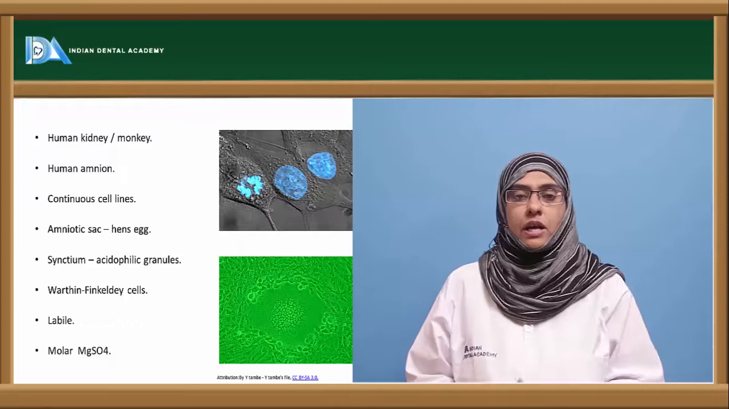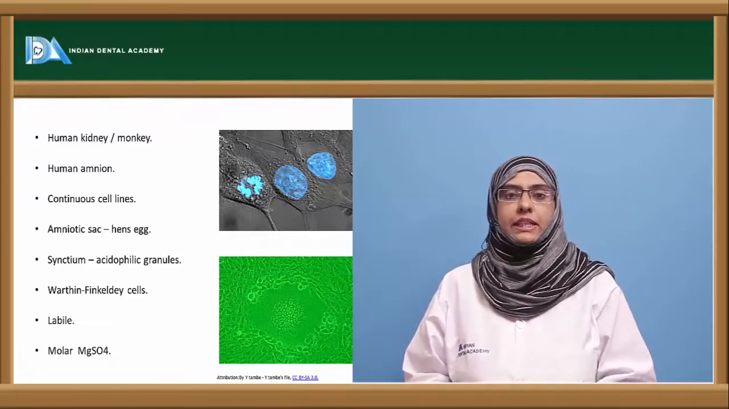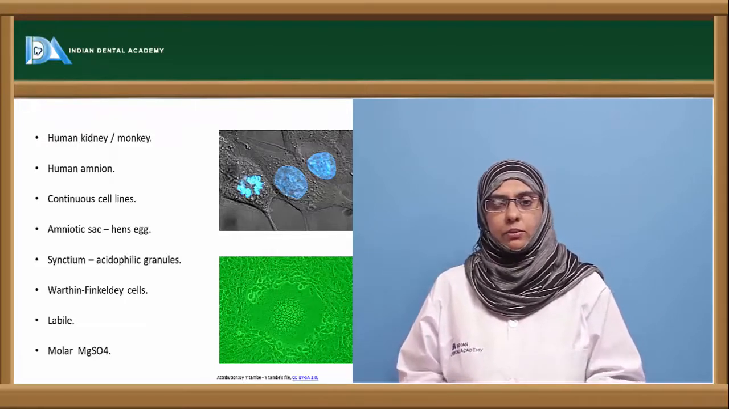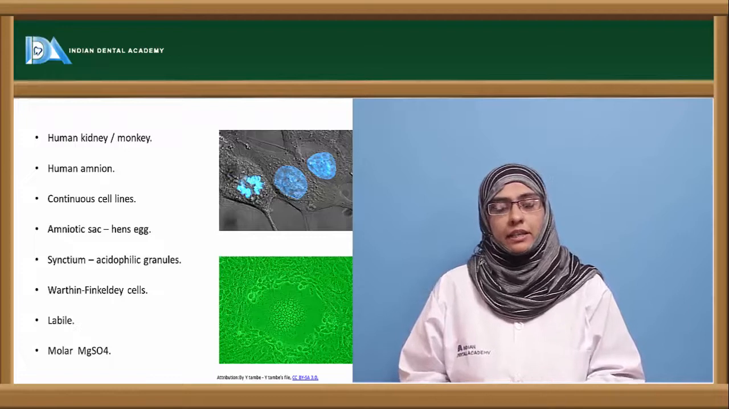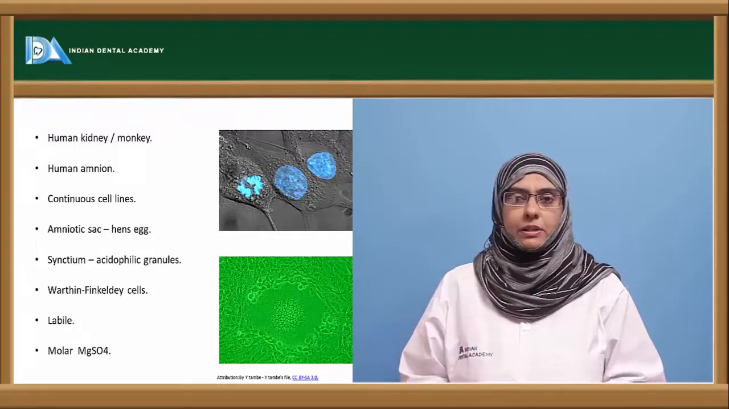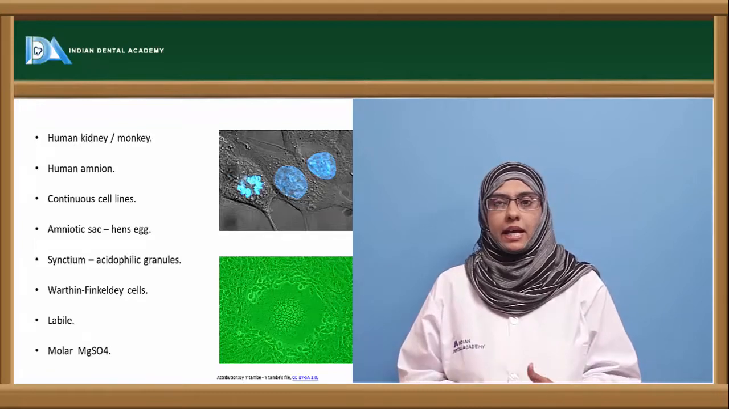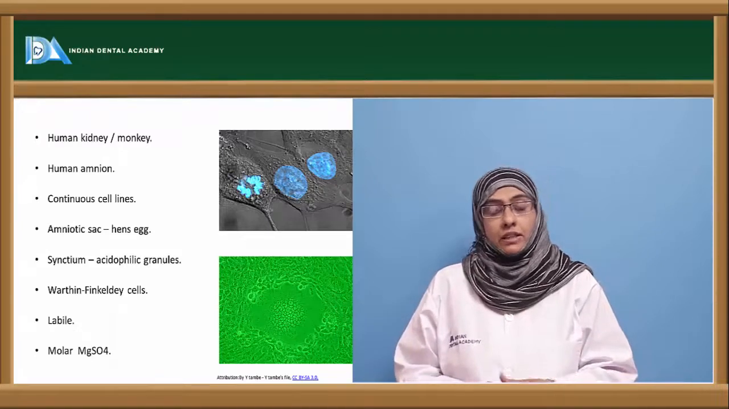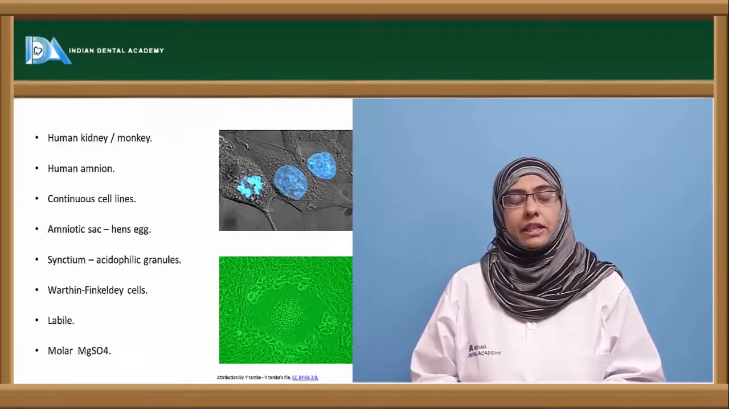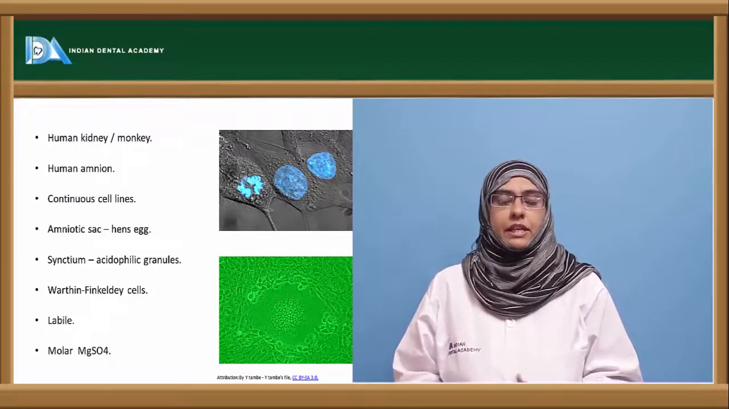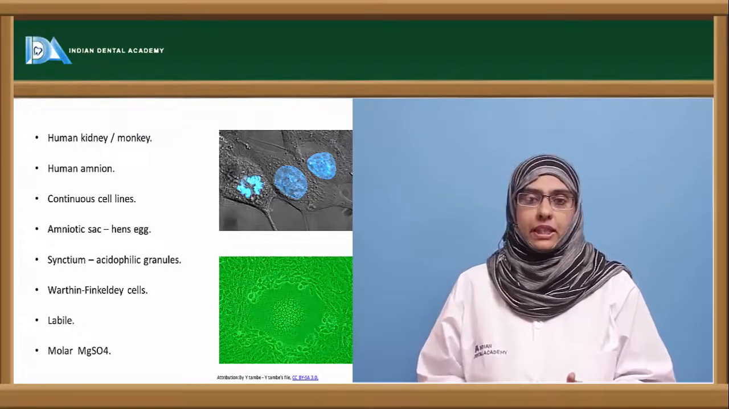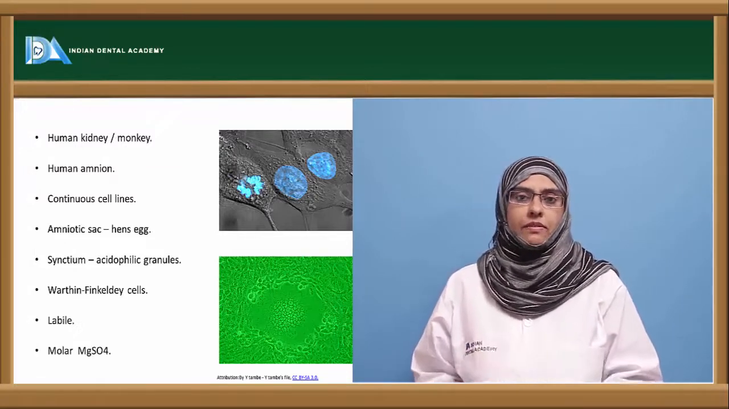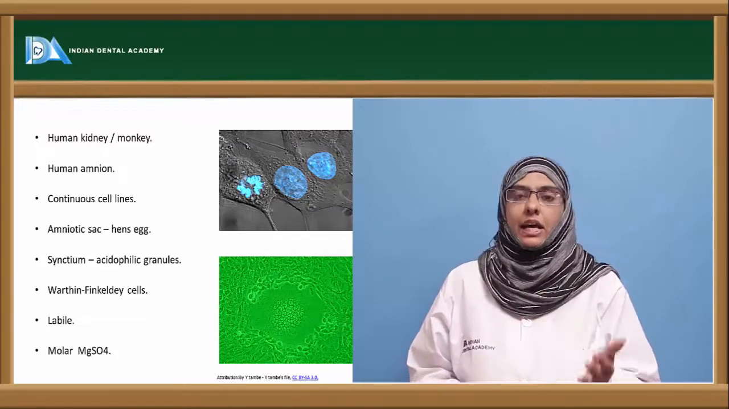The cytopathic effect is the formation of multinucleate syncytia which contain acidophilic nuclear and cytoplasmic inclusion bodies. The most important characteristic feature of this organism is that it produces multinucleate giant cells called Warthin-Finkeldey cells, which can be seen in the lymphoid tissue of patients. This organism is highly labile, getting inactivated at room temperature and on exposure to chemicals such as ether and chloroform. It can be stabilized by mixing it with molar magnesium sulfate so that it can resist heating at a slightly higher temperature.